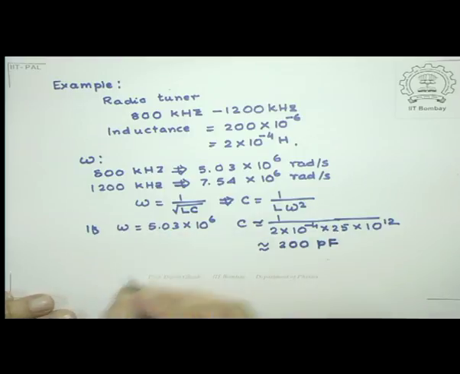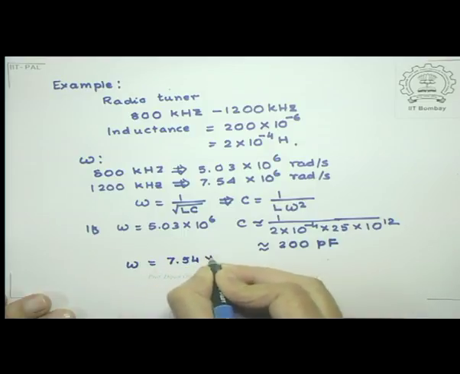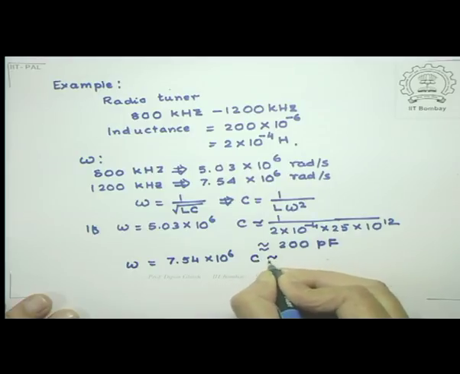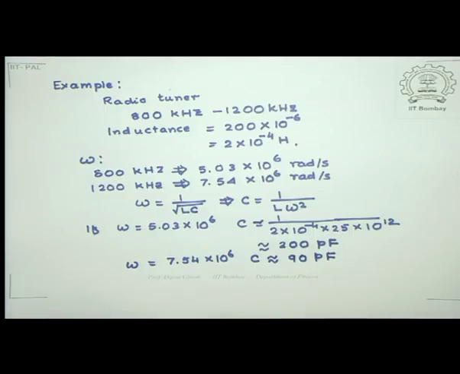And if you look at the other extreme, then your omega is 7.54 into 10 to the power 6. The calculation is trivial. The corresponding capacitance becomes approximately 90 picofarad. So therefore, your radio tuner must have the ability of varying the capacitors from a minimum of 90 picofarad to a maximum of 200 picofarad. Let's take another example.